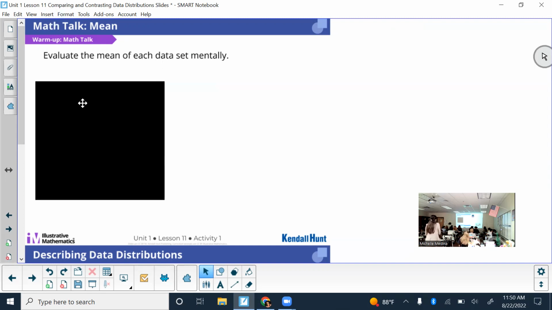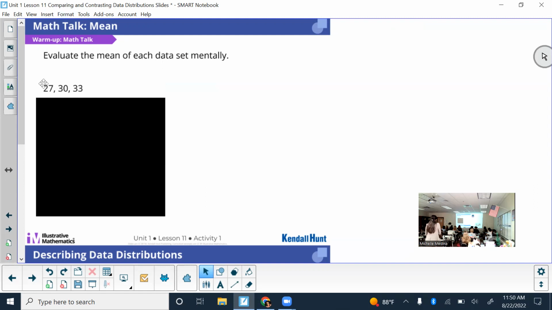All right, so here's the first one. Don't call out the answer. Just evaluate it mentally without scratch paper, without a calculator. Maybe on your warm up, write down what the problem is and write down whatever I write down. But you're supposed to come up with the mean mentally. So thumbs up when you have an answer and or a strategy.